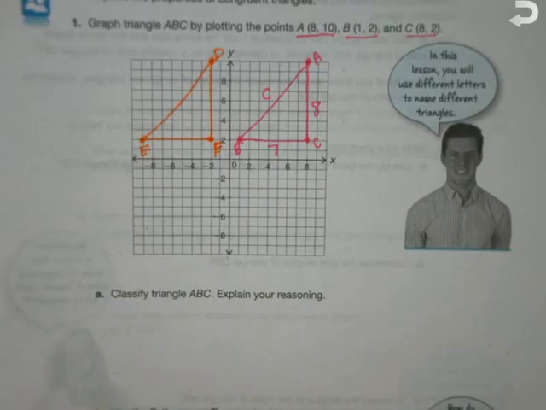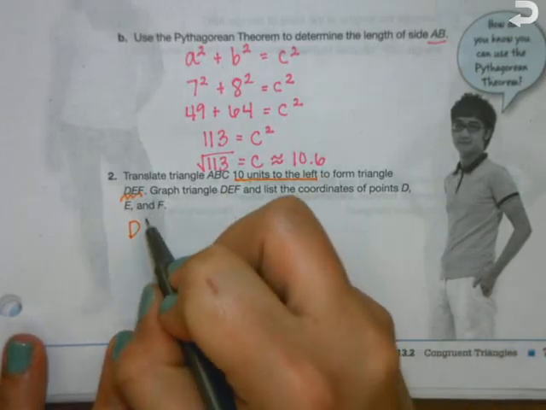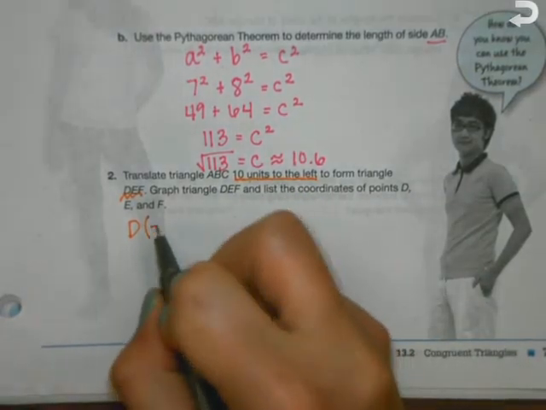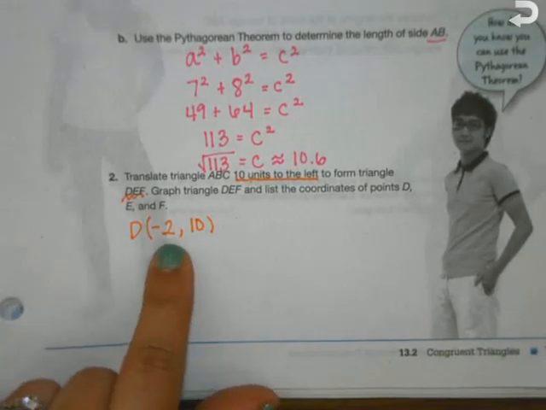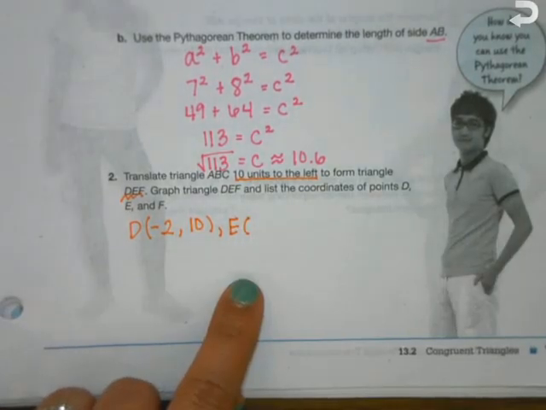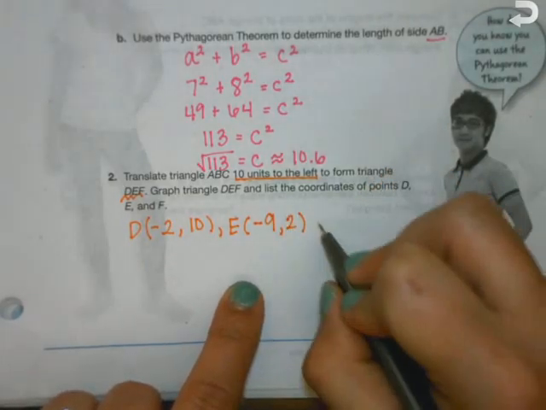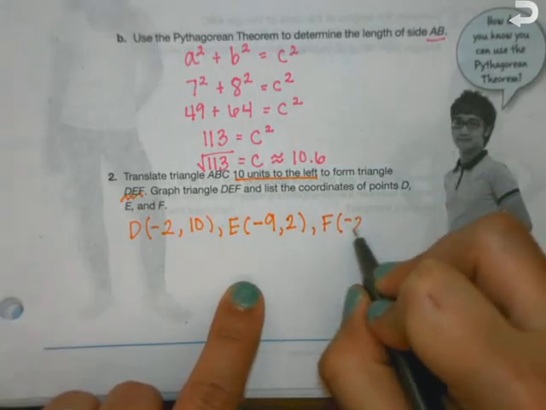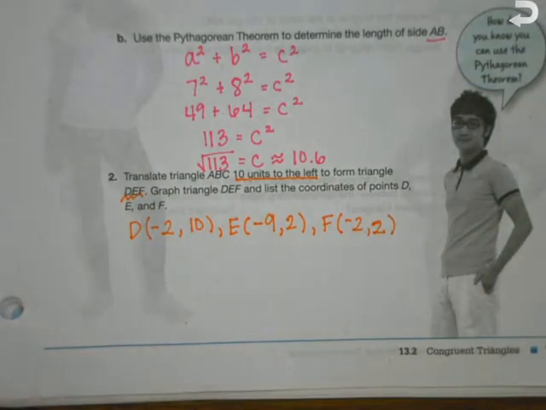So the next thing I want you guys to do is to give me the coordinates of each of those. So what is the coordinate of point D? -2, 10. And since we moved it to the left, what's the only coordinate that changed? The X or the Y? The X, right? And all we did was subtract 10. What about coordinate E? What are the coordinates of E? -9, 2. And what about F? -2, 2, right? Okay.